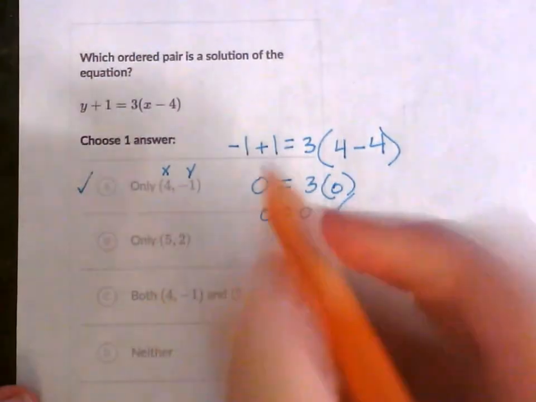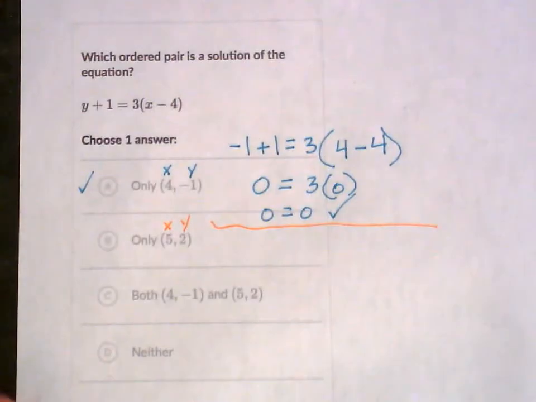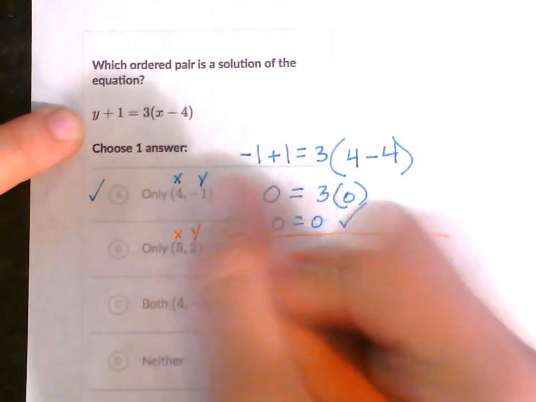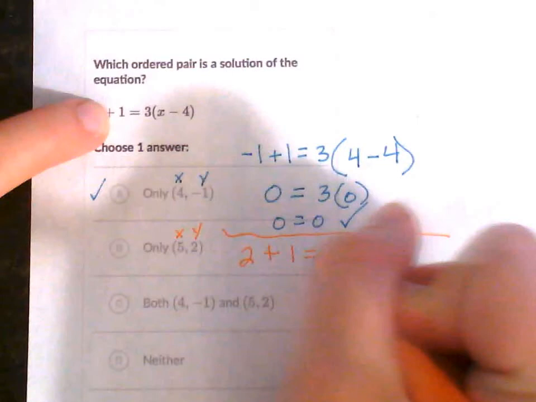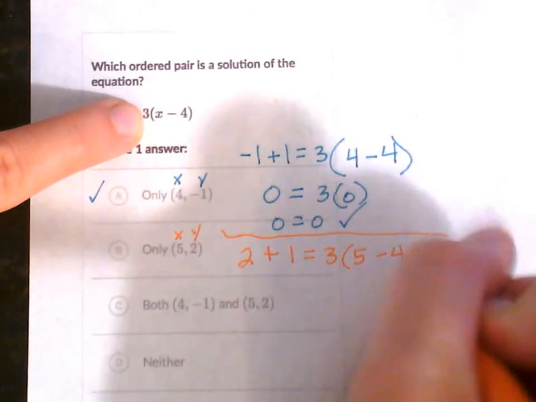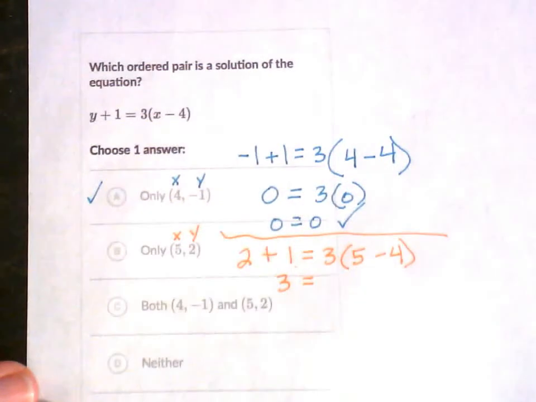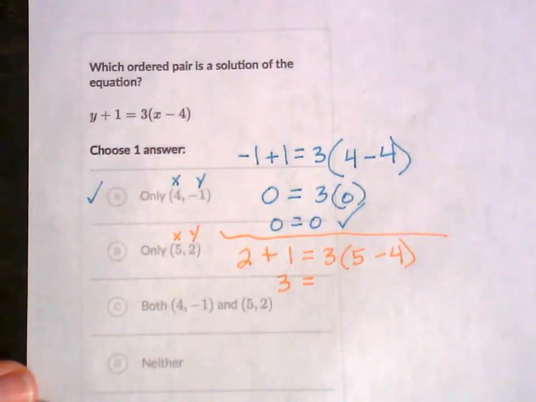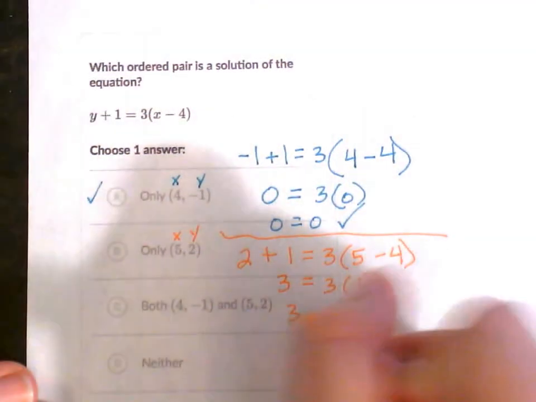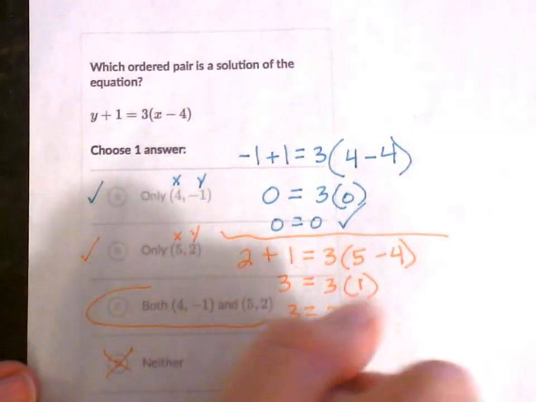So now let's see if 5, 2 is a solution. 5 is our x, 2 is our y. Okay, so y, so 2, because that's our y, it's second, plus 1 equals 3 times x, x is 5, minus 4. Okay, so 2 plus 1 is 3, equals P for PEMDAS, order of operations. We can simplify the parentheses first, okay? 5 minus 4 is 1. So 3 equals 3 times 1 is 3. Awesome, it's both of them. So it's not neither, it's both of them.